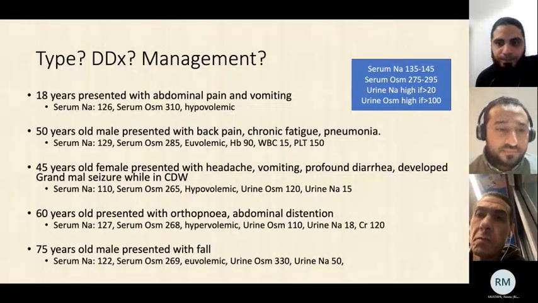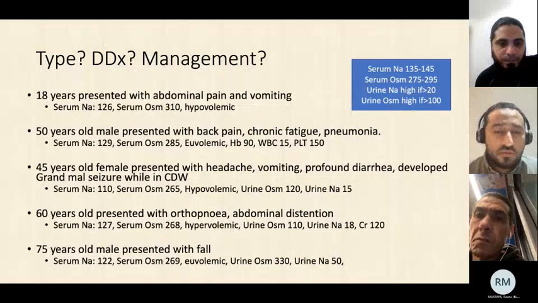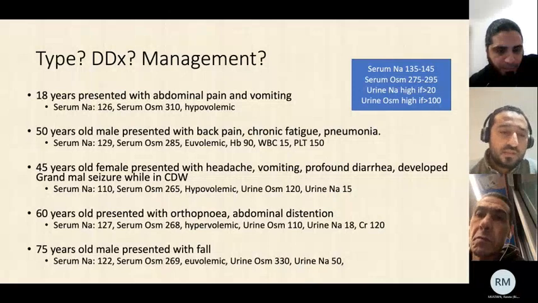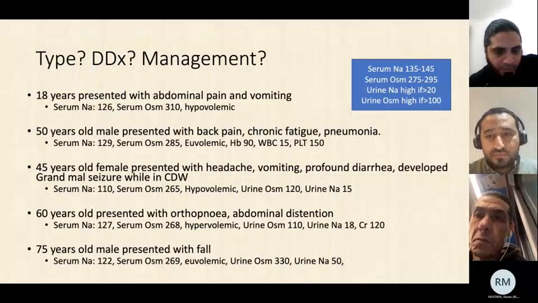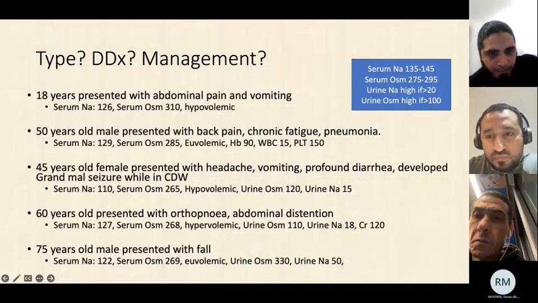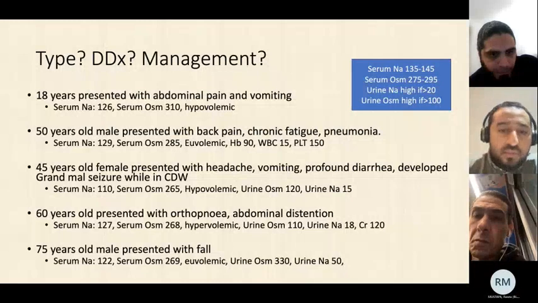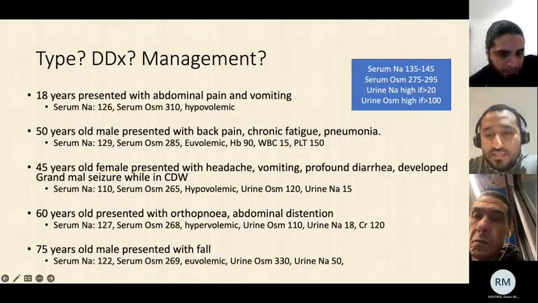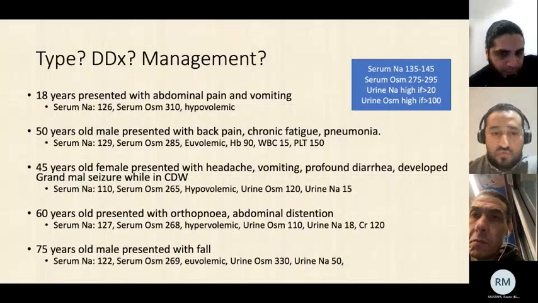So the next patient, we're talking about a 60-year-old presenting with orthopnea and abdominal distension. The serum sodium is 127, which is moderate hyponatremia. Serum osmolality is 268. This means hypotonic. He's clinically hypervolemic. Urine osmolality is 110. Urine sodium is 18, and his creatinine is 120. What do you think is going on here?